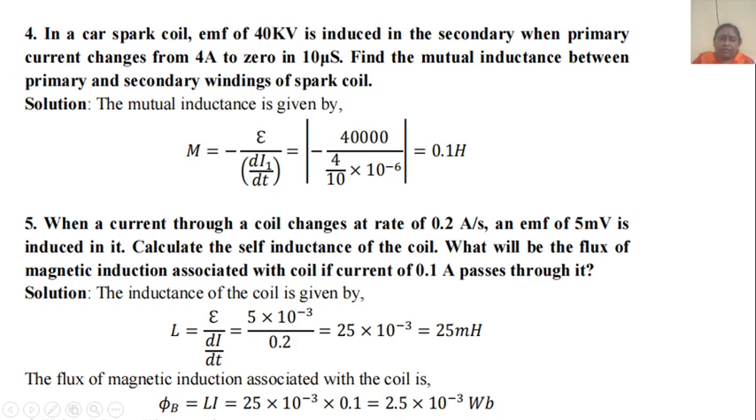And the magnetic flux associated with the coil is given by phi B equal to L into I. So putting the value, that is 25 into 10 raised to minus 3 into 0.1, we get phi B, the magnetic flux associated with the coil, equal to 2.5 into 10 raised to minus 3 Weber.